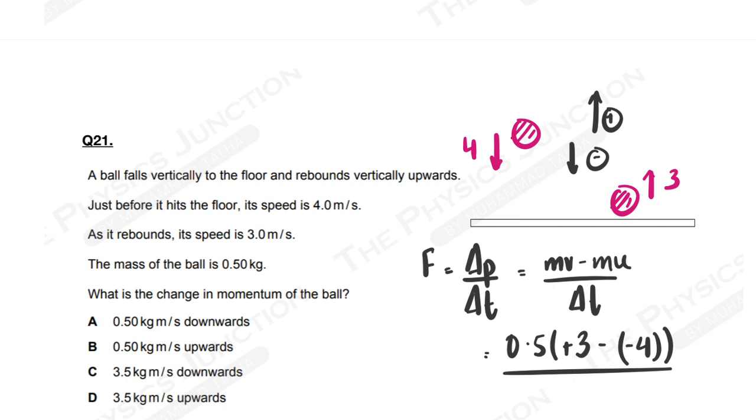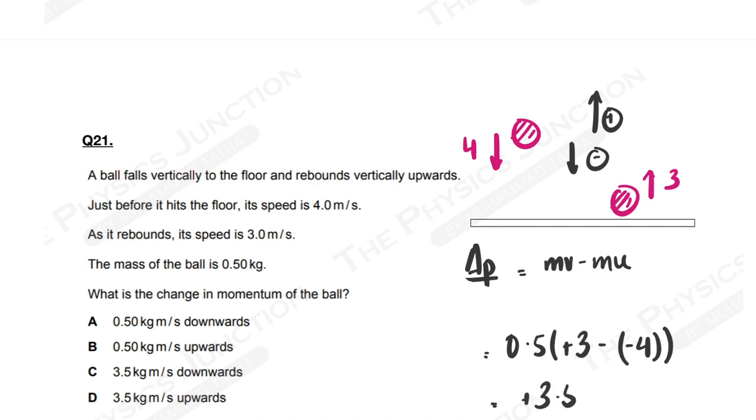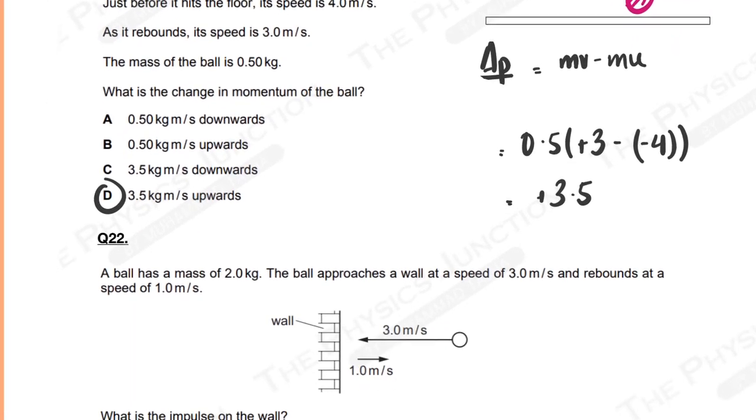We just need to find the force. We just need to find the change in momentum, right? So this is all we have. So yeah, we just need to do this. So 3 minus -4 is 7 times 0.5 is 3.5. This is positive 3.5, and positive means upwards. All right, let's go on.